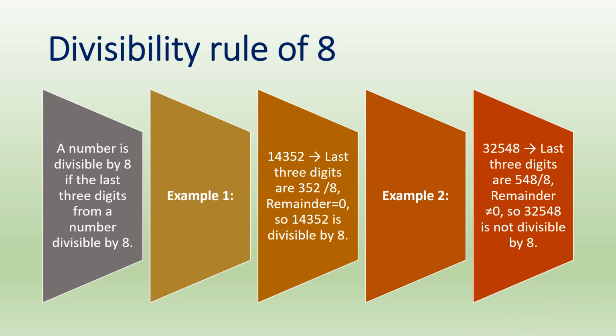Another example, 32,548. Here the last 3 digits, 548, divided by 8, the remainder is not 0. So 32548 is not divisible by 8.